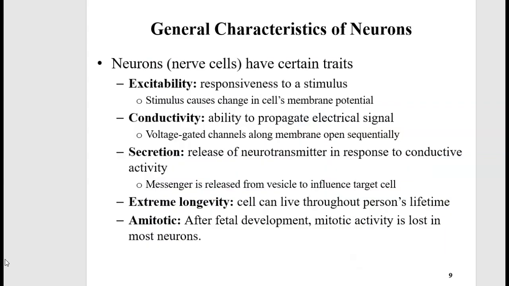Here are some of the general characteristics of neurons. Excitability, we saw that with muscle already. Conductivity, meaning to propagate an electrical signal, we also saw that with muscle. So when we were going over the neuromuscular junction, the neuron produced a secretion of neurotransmitter, and then that influenced the target cell. Neurons have an extremely long lifetime. The cell can live throughout a person's lifetime, and they are amitotic. After fetal development, basically, these neurons are going to last your whole life, and then they don't divide.